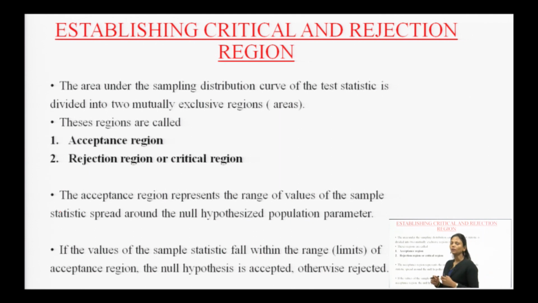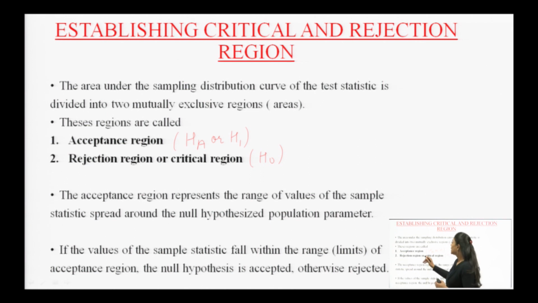Generally, on a normal basis, we reject the null hypothesis, that is H naught, and we accept the alternate hypothesis, which is either H A or H 1. At a few places you will find the alternate hypothesis as H A, and at a few places you will find H 1. They both mean the same, the alternate hypothesis. When you accept the region, the acceptance area represents the range of values of the sample statistics spread around the null hypothesis population parameter.